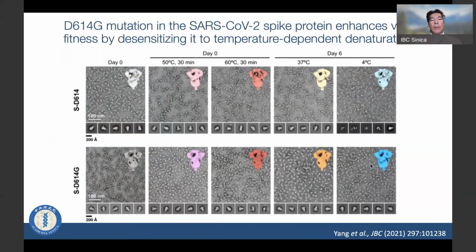We next systematically checked the temperature-dependent denaturation of the spike protein variants, the wild type on the upper panel and the D614G on the lower panel. It is clear that the wild type is very sensitive to both cold denaturation and heat stress, whereas the D614G mutation seems to be very robust under the same condition. So we propose that the D614G mutation enhances viral fitness by desensitizing it to temperature-dependent denaturation.